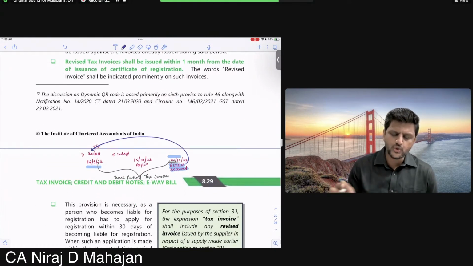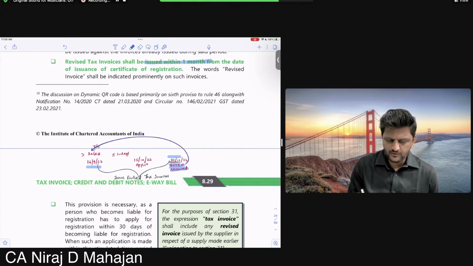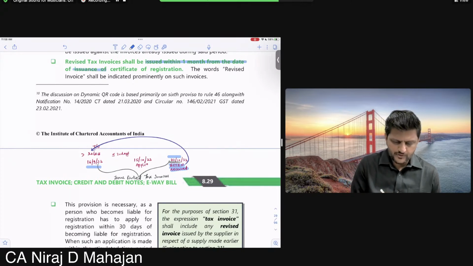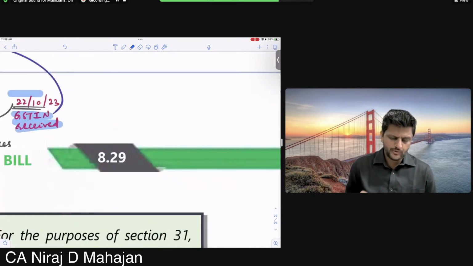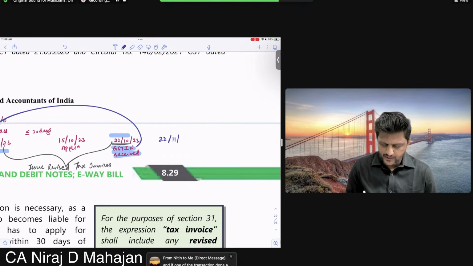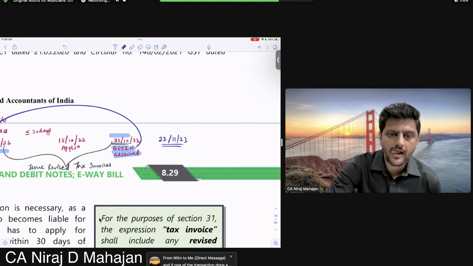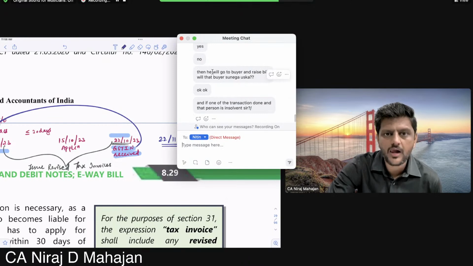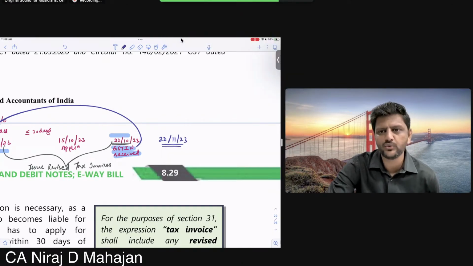Revised tax invoices shall be issued within 1 month from the date of issuance of the registration certificate. So you got it on, let us say, 22nd October. So 22nd November, let us say 23rd. Up to this date, he shall issue.